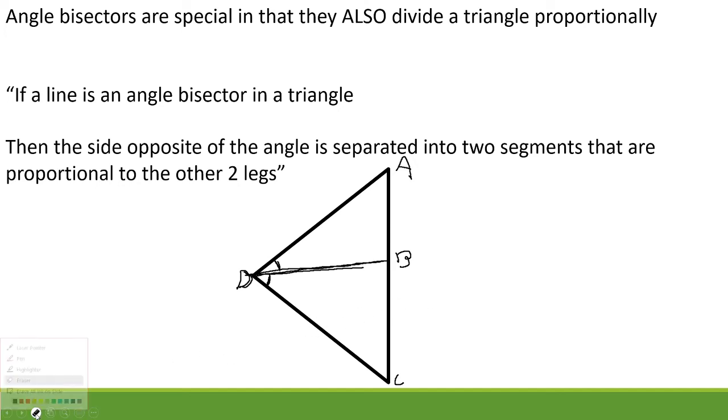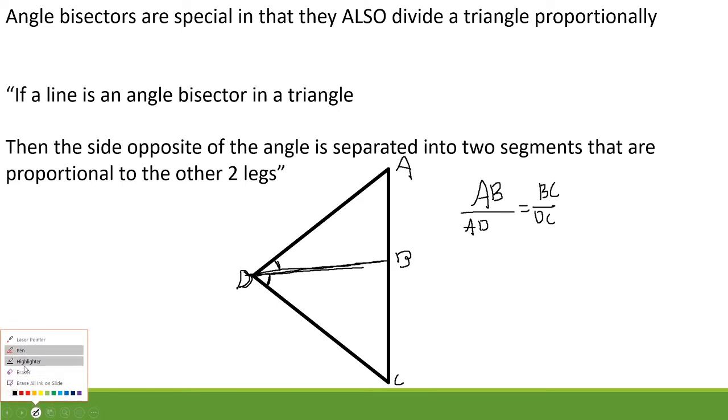I can say that AB is to AD as BC is to DC. Or let me be consistent and say CD, just so I get my lettering consistent. So this piece to this piece is the same as this piece to this piece. So the individual pieces of the two sub-triangles being made are in proportion to each other.